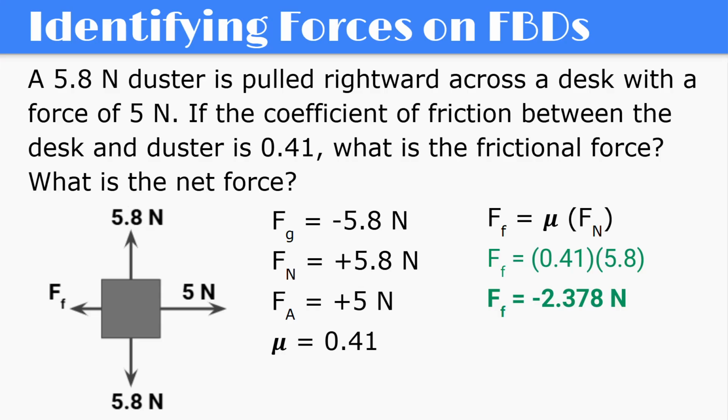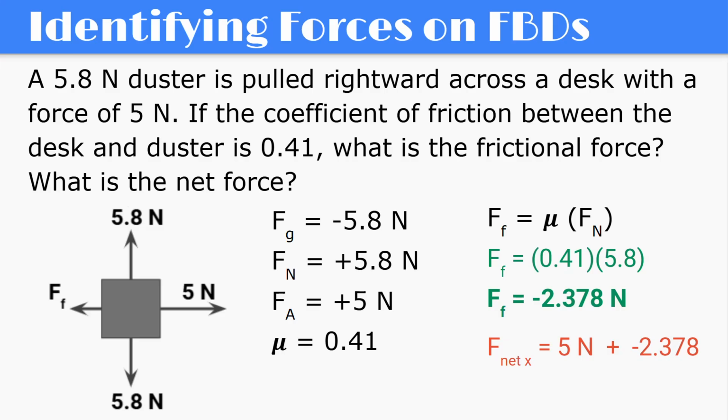The second part says, what is the net force? Well, I don't have a vertical net force. Vertically, it's going to be 0. So all I really want to look at is my net force horizontally, F net x. We're going to use x for horizontal. We're going to use y for vertical. I did not bother writing out F net y because F net y is 0. But F net x is not 0 because my applied force is 5 and my friction is only 2.378.